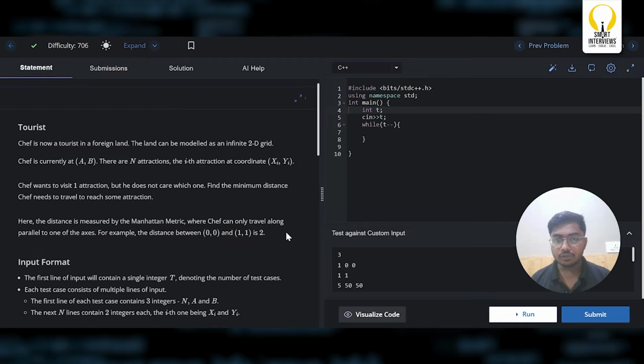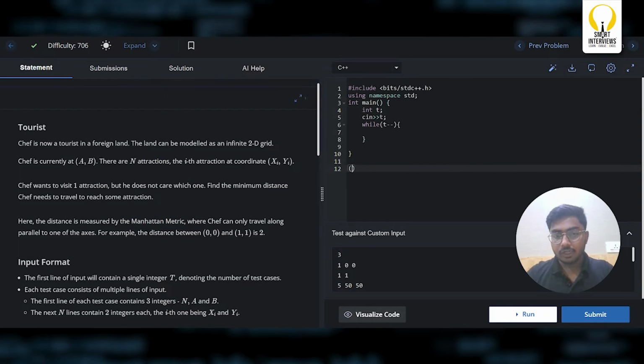Okay, so I hope the question is clear. Chef is currently at some location A, B. In total there are going to be N attractions, but he wants to travel to only one attraction, which is at the nearest location. We need to find the minimum distance to an attraction. How are we measuring the distance here? It is by the Manhattan metric.